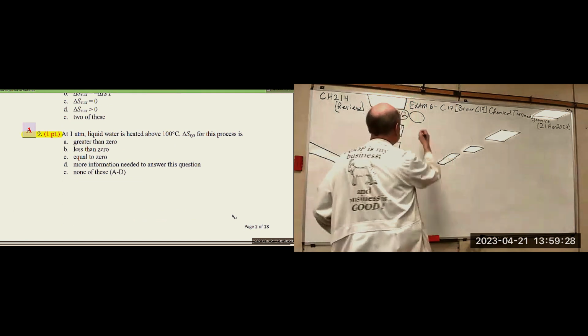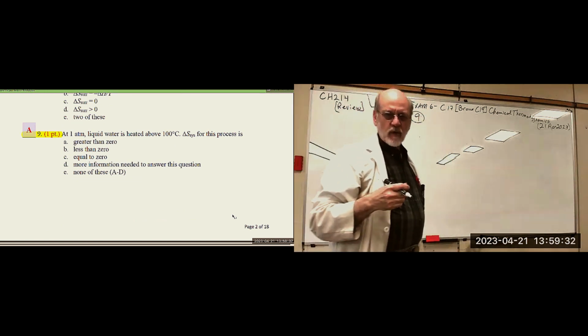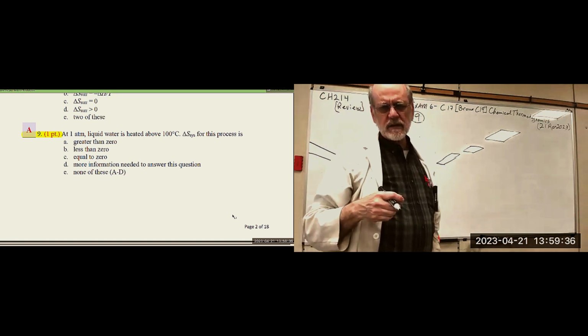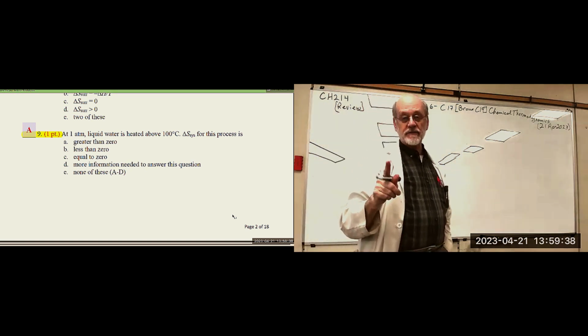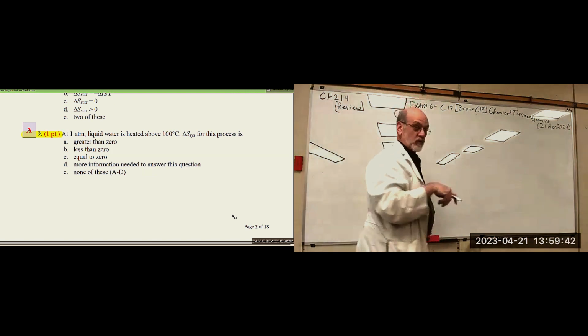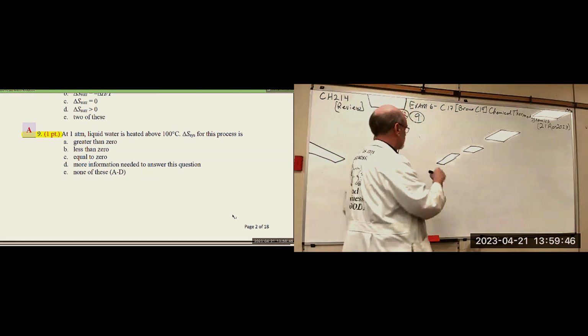Nine. At 1 atmosphere, liquid water is heated above 100. Oh, we already did this one, didn't we? Oh, delta S for the system for this process. Okay, so we didn't do this. We did one side of the coin. We didn't do this side of the coin.